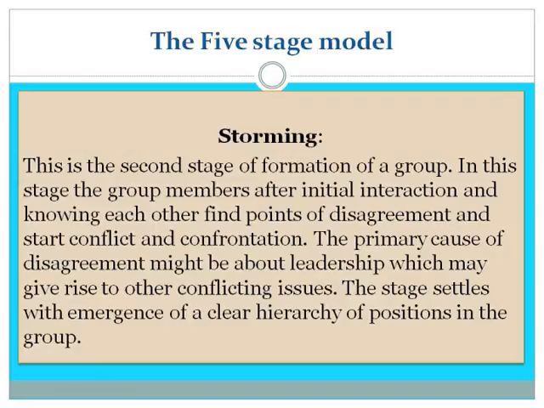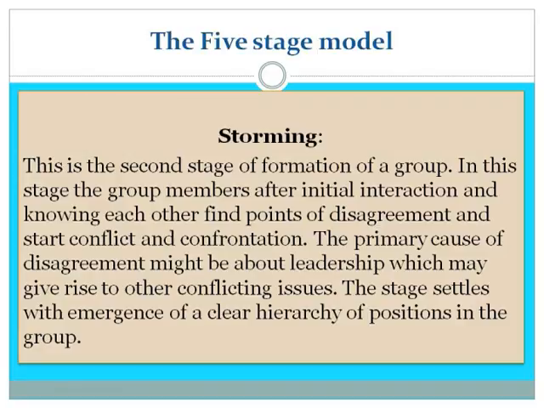Next stage is the storming stage. This is the second stage of formation of a group. In this stage, the group members, after initial interaction and knowing each other, find points of disagreement and start conflict and confrontation. So after the confusion stage, they start to know each other. They know the views of each other, and at that point there is disagreement on some issues. So they start conflict and confrontation. This is the storming stage.